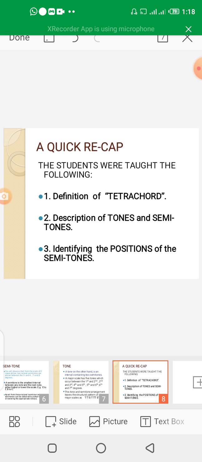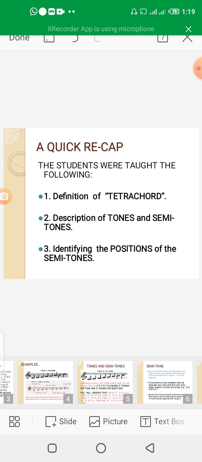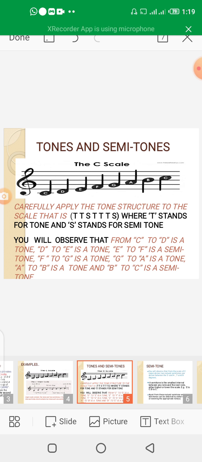Finally, we were taught identifying the positions of the semitones. We said you can find the semitones between E and F, then B and C.